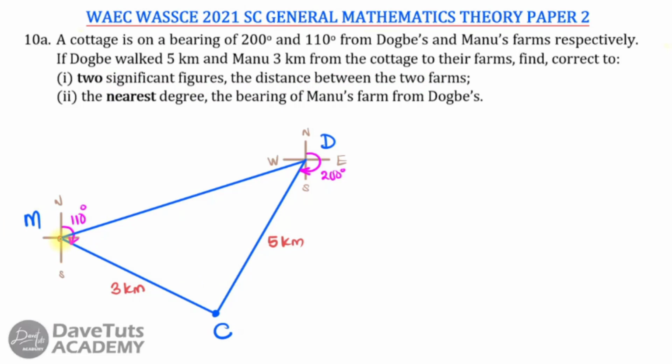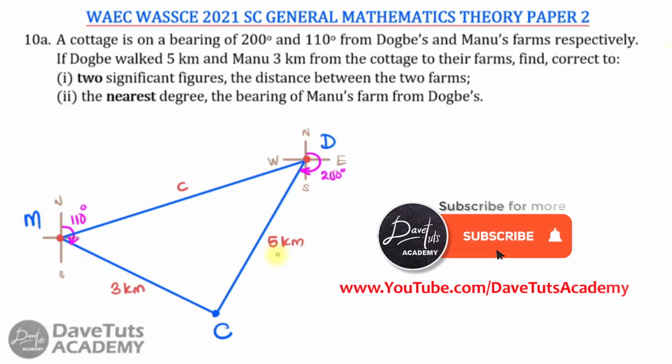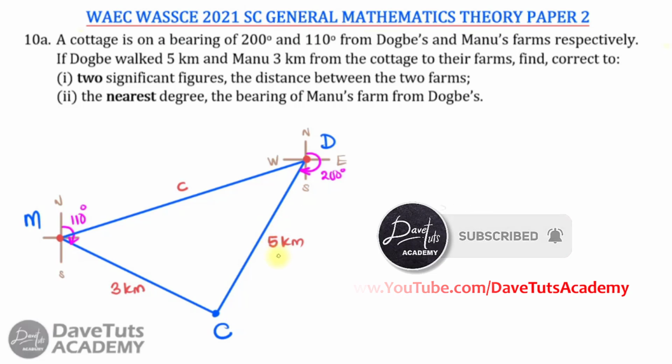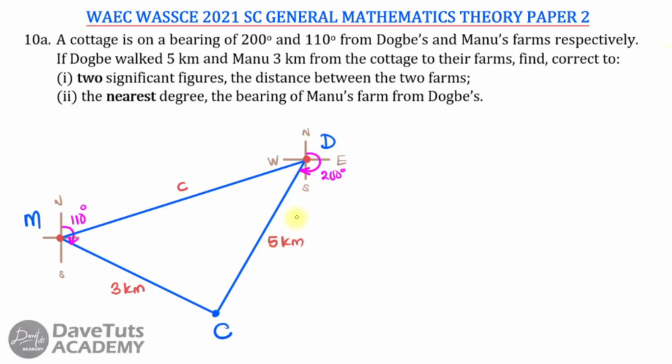Manu's farm, M here, to Dogbe's farm, D here. Since that distance, MD, is opposite C, I can just call this C. So 5 kilometers will be small m, and 3 kilometers will be small d. So we have this question and it's giving us a triangle already. I want to find this particular side, but we need to get any of the included angles so that we'll be able to solve this effectively.